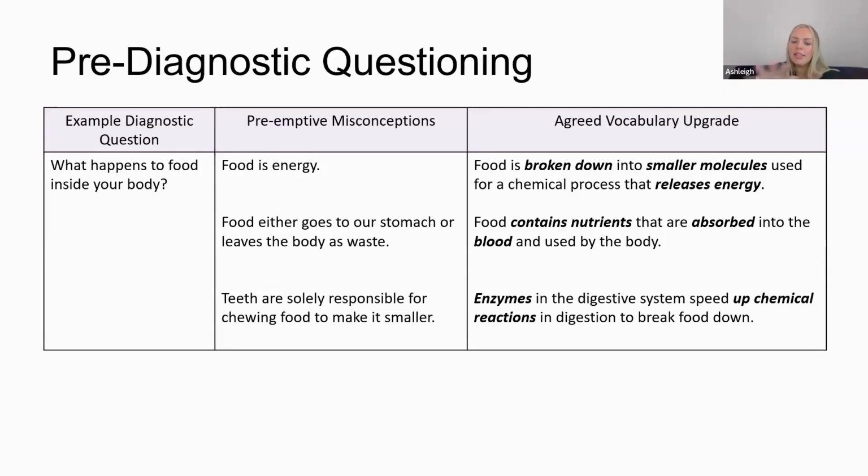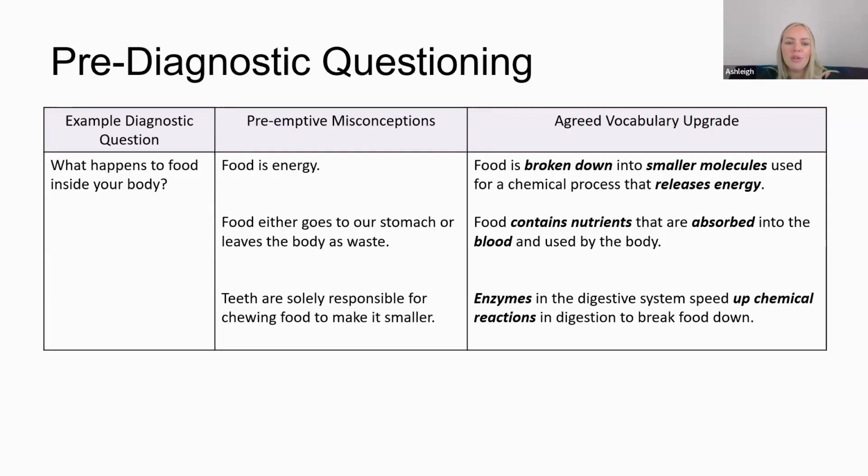So, as a team, we've met to have a look at what the misconceptions may possibly be, and I've highlighted and made bold a vocabulary upgrade suggested from these misconceptions. So, food is broken down into smaller molecules used for a chemical process that releases energy. So we've gone from food is energy, great starting point. Well, it sort of is, but it's broken down into smaller molecules that are used to release energy.